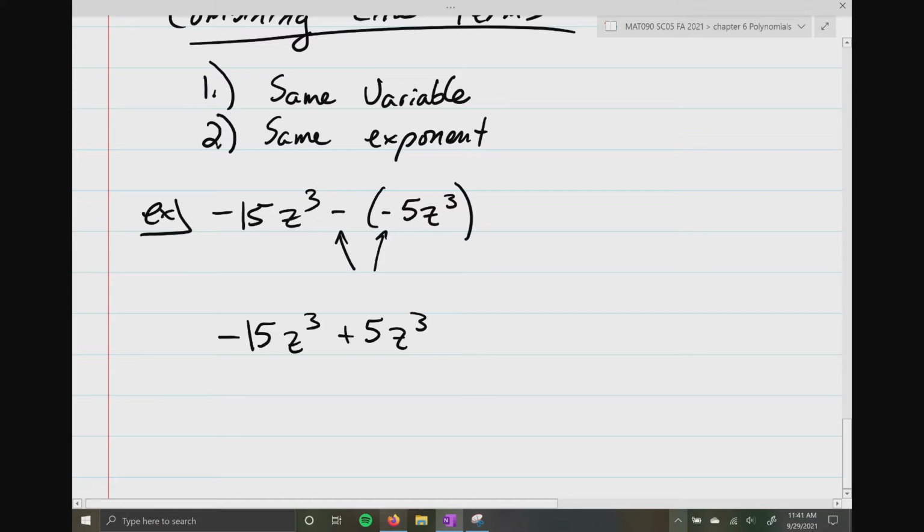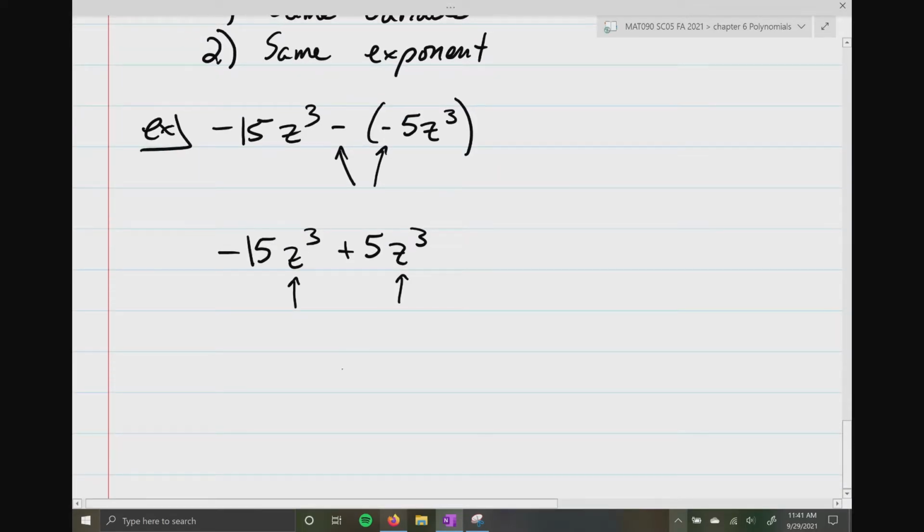Now, here's the question. We want to add these together, and we know if we combine like terms, we've got to pass two checks. First, same variable. Well, they both have the same variable, the letter z. But now, they also have to have the same exponent. And in this situation, they both have a 3. So I know I can combine these two. I could care less about that variable. What I'm concerned with is, what's negative 15 plus 5? Love it. So there's your first answer. Negative 10z to the third.